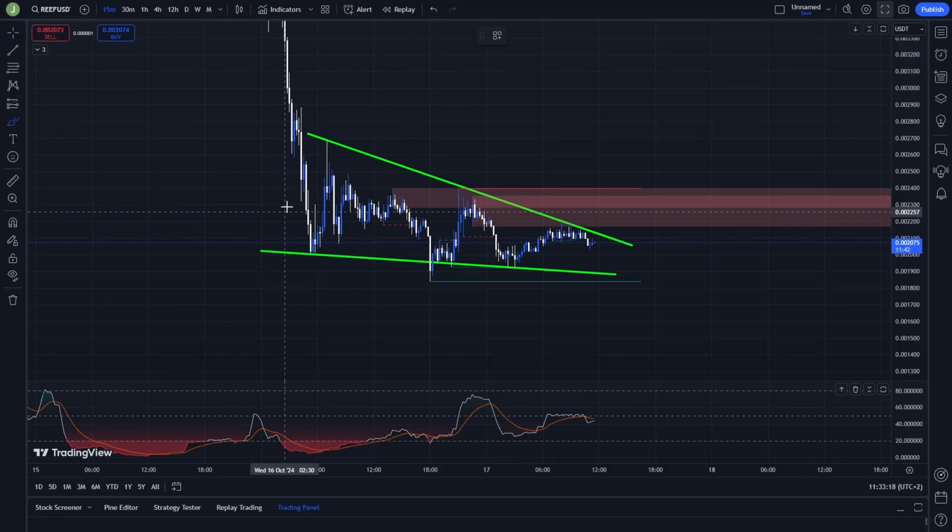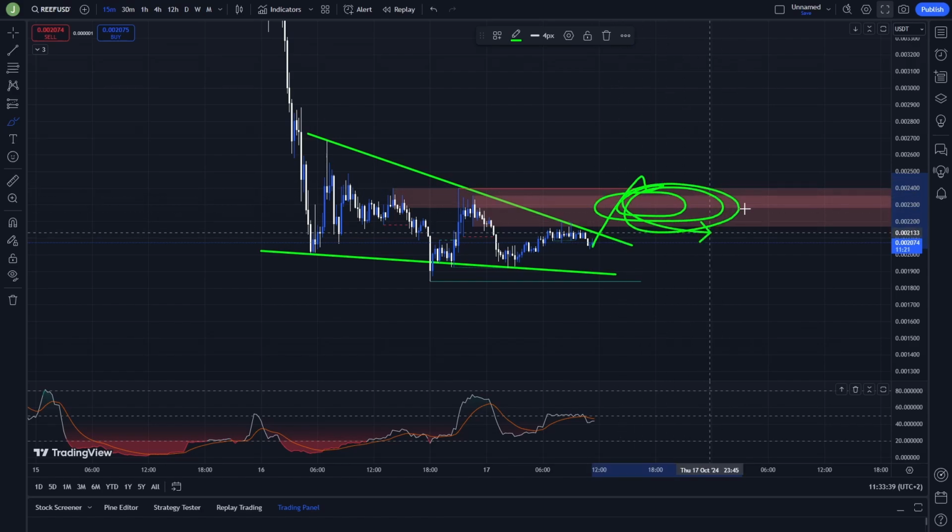Let's start today on a 15-minute chart. Here you can see we are forming this falling wedge, but this is actually not the main setup that I'm watching, because if there will be a breakout and then support confirmation, we are still having here these two bearish order blocks, which are between levels 0.002399 and 0.002168.